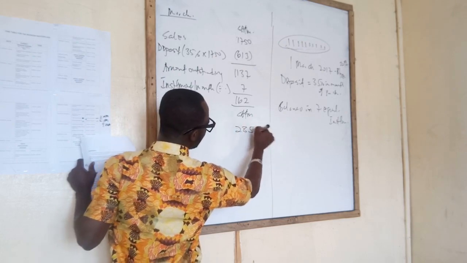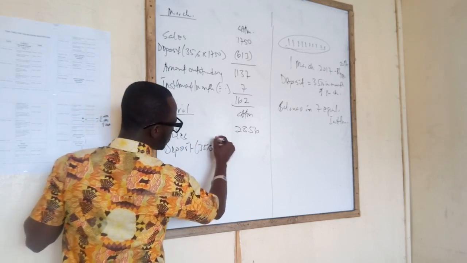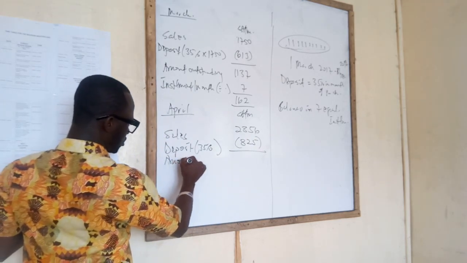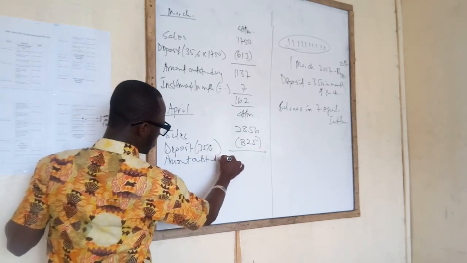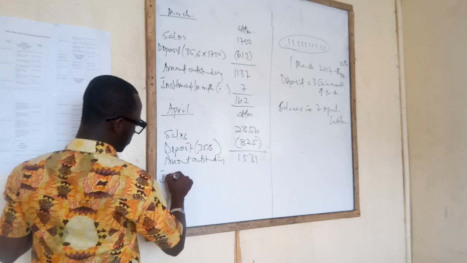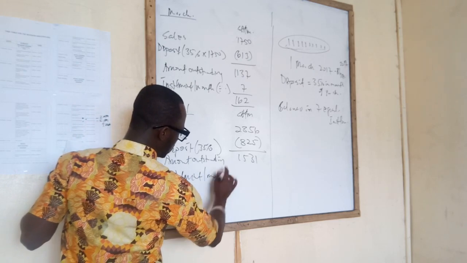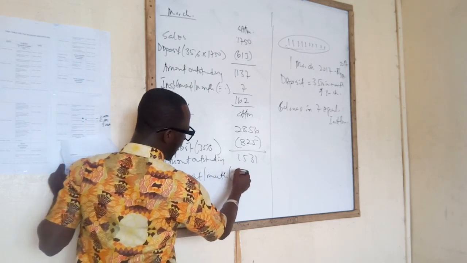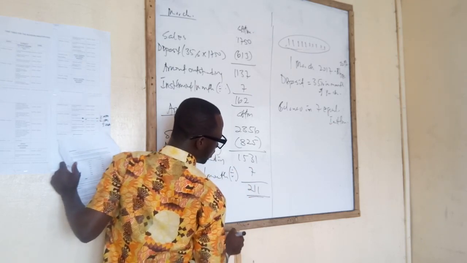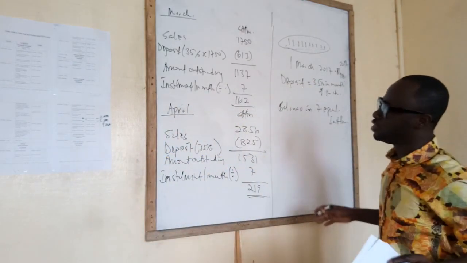2356. Deposits, 35% of that. 825. Amount outstanding, 1531. Installment payment, or installment per month. Is that 219? Yes, divided by 7. Okay, yes, all installments were paid on due date.